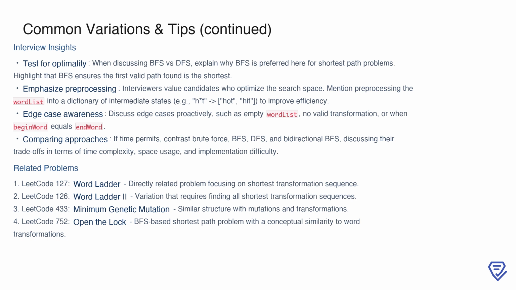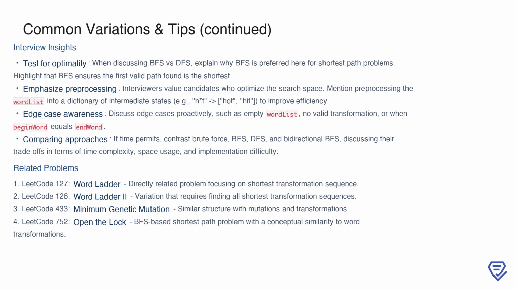Also, interviewers often look for candidates who optimize the search space. Preprocessing the word list into a dictionary of intermediate states, like mapping h*t to words such as hot and hit, demonstrates that you're thinking about efficiency. Don't forget to proactively discuss edge cases too, like an empty word list or scenarios where no transformation exists. This shows you're thorough and prepared.